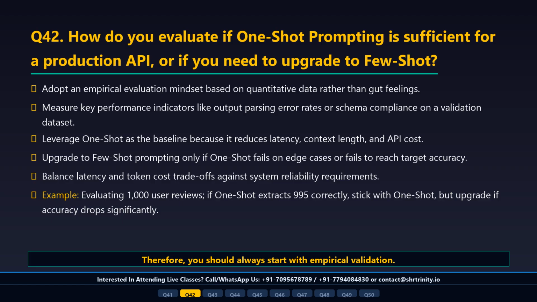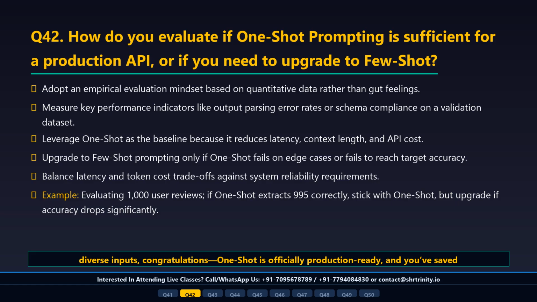Then, you test that one-shot prompt against a robust, representative validation dataset, say, 1,000 real-world queries. You track specific metrics, particularly schema adherence or parsing error rates if you're returning structured JSON. If your evaluation shows a 99% success rate across diverse inputs, congratulations, one-shot is officially production-ready, and you've saved your team significant latency and money. However, if performance drops to 80% because the model stumbles on complex edge cases, that data explicitly signals it's time to upgrade to few-shot prompting.